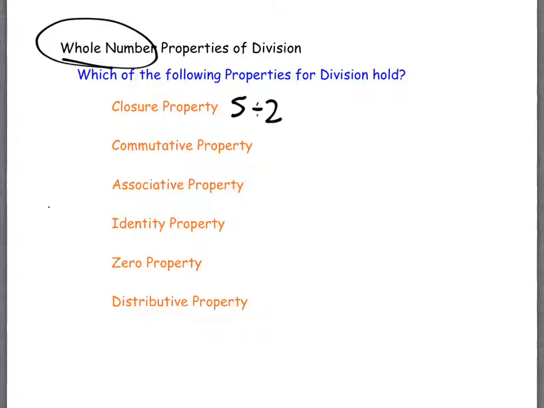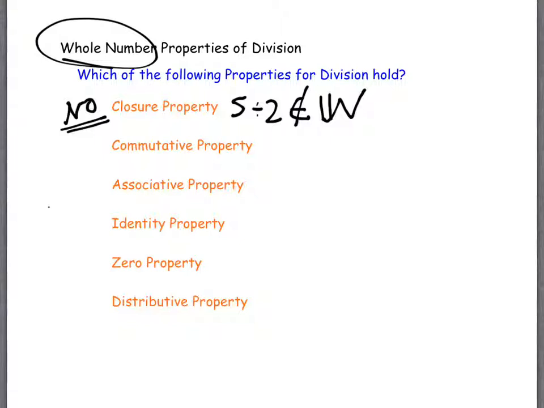Now, could I create a whole number set that does work? Sure. Instead of using 5 divided by 2, we could have chosen 6 divided by 2, and it would work. But if it doesn't work all the time, then it's not a property. So does this property work? No. Closure property doesn't work because this is not a whole number.